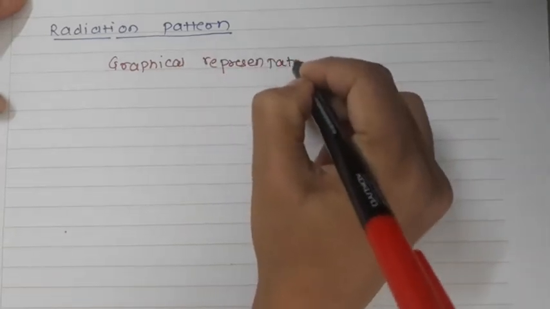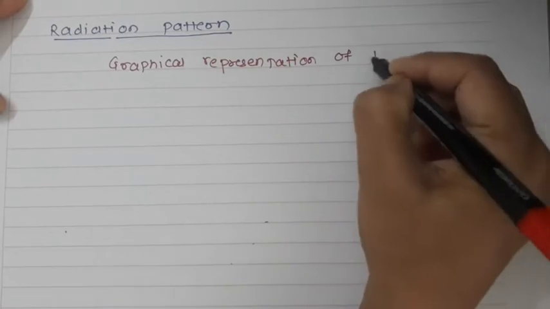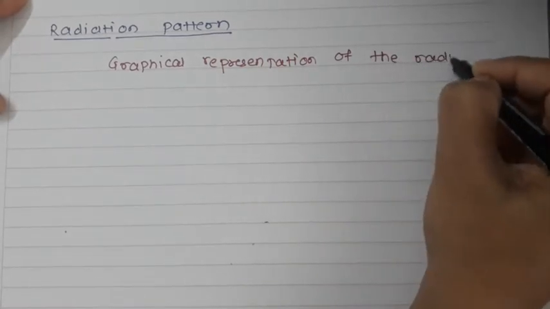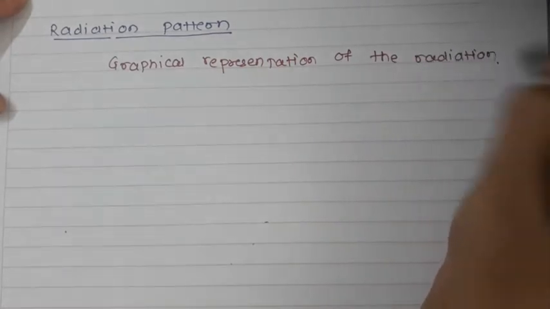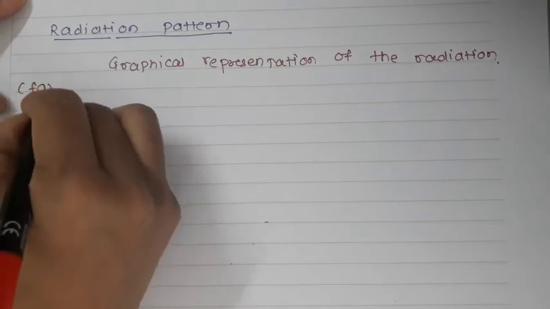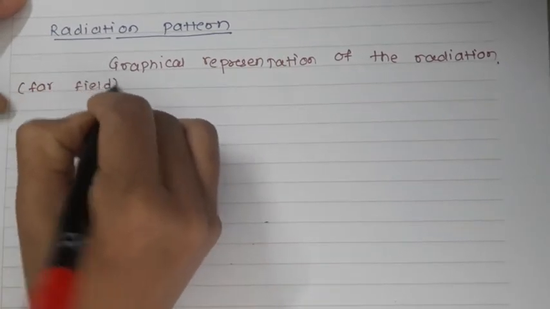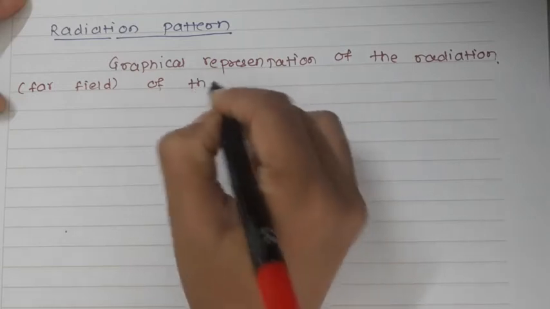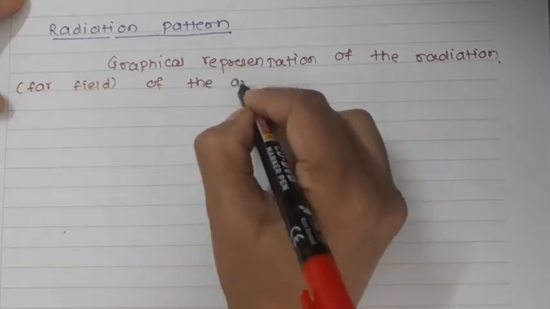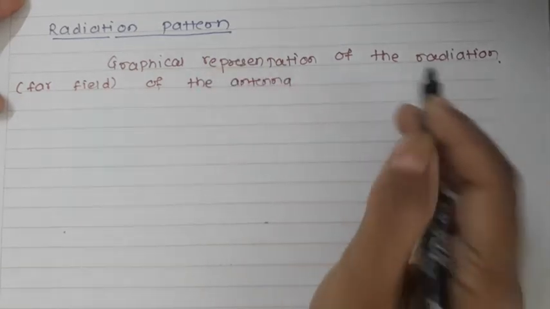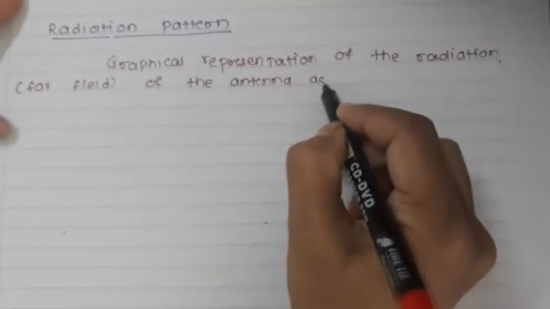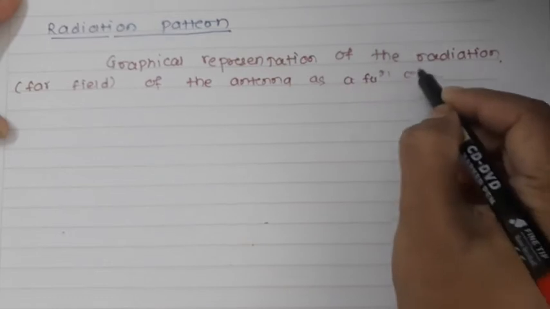This is the graphical representation of the radiation, whereas when we are talking about the radiation, we say that our radiation is always in the far field region. So this will be in the far field. This is the radiation of the antenna, or you can say this is the graphical representation of the radiation of the antenna as a function of direction.